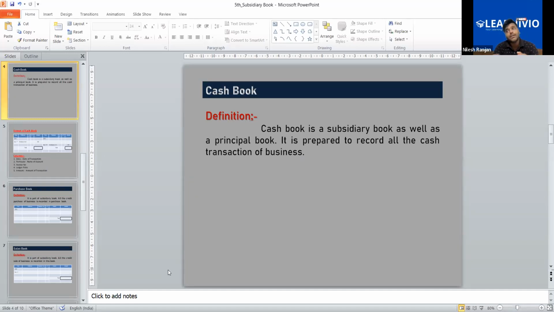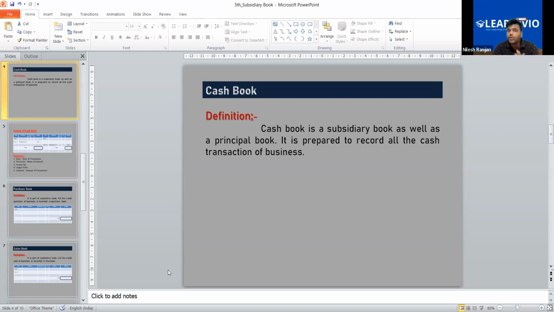The second thing is cash means not only cash, cash means cash and bank balance, both. So cash book also includes transactions done in banking form, like through check or online transaction through bank. These transactions are recorded in cash book. That's why it is written that cash book is a subsidiary book as well as a principal book, because cash book is also the cash account. Ledger is a principal book. So cash book is both subsidiary book and principal book.